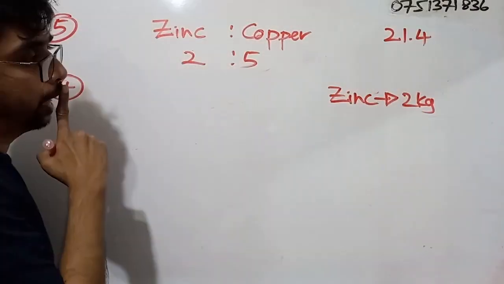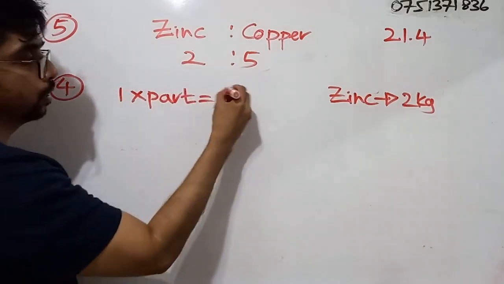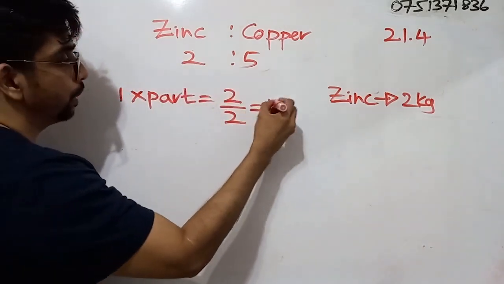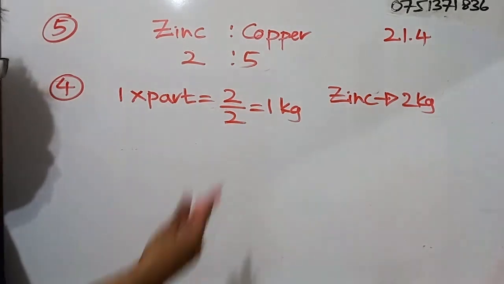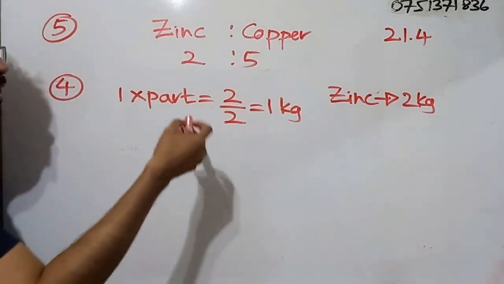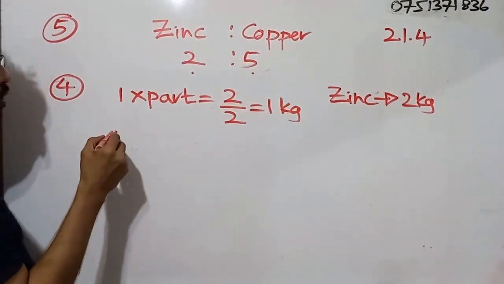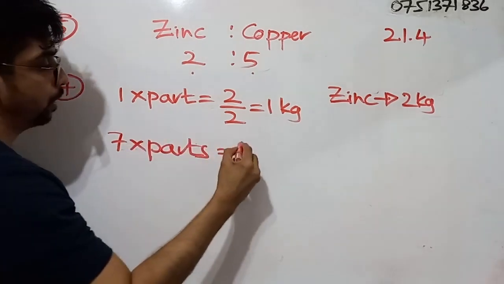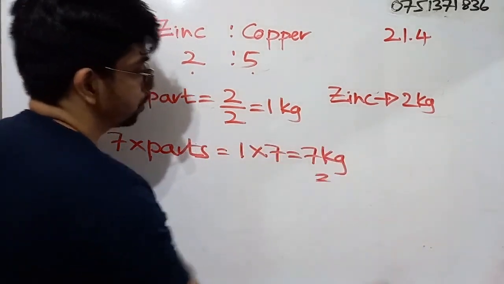So that means we can find the value of one part. So that is what? 2 we have to divide by 2. So we get 1. So these are kilograms. Now we need to find the total mass, no? How many total parts are there? 2 plus 5, 7. So 7 parts. That means what? 1 into 7, which is 7 kilograms.